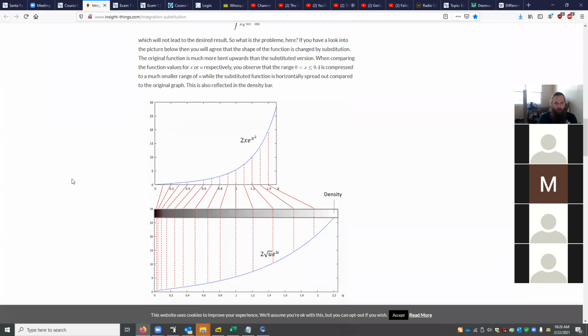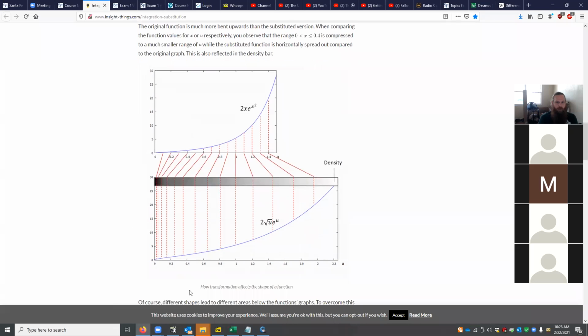So here we have the function 2x e to the x squared. And here we have the function 2 root u e to the u. What we've done in going from this graph to this graph is made the substitution u equals x squared. If you want to know how much area was underneath the original function, you could find how much area is underneath the new function. But, and it's a big, big but, the density changes.